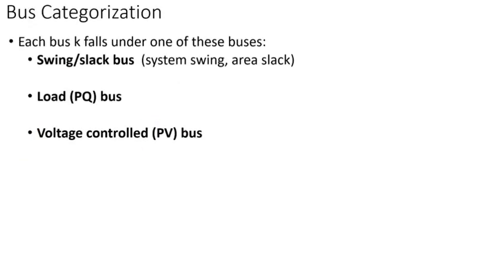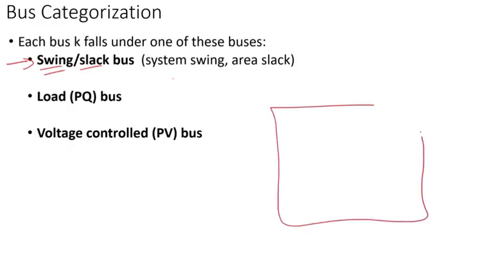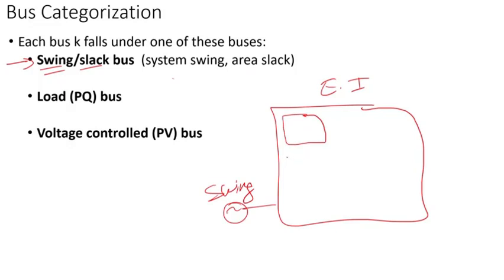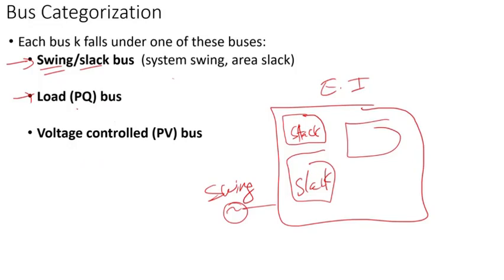So first, let's just talk about the bus categorization in a power system. Each bus K falls under one of three types. Either swing bus, some people call it slack bus. In a power system that is huge, like the Eastern Interconnection, for instance, the entire system might have a swing bus. And each area, because within that you will have either utilities or states, but basically multiple areas, each one will have its slack bus, for instance. So slack and swing mean the same thing. It's just industry terminology, so don't be confused by that. And I'll talk about why we need a swing bus. Then you can also have load, or PQ, where load is represented as P and Q, or voltage controlled, P and V, and I'll talk about it.